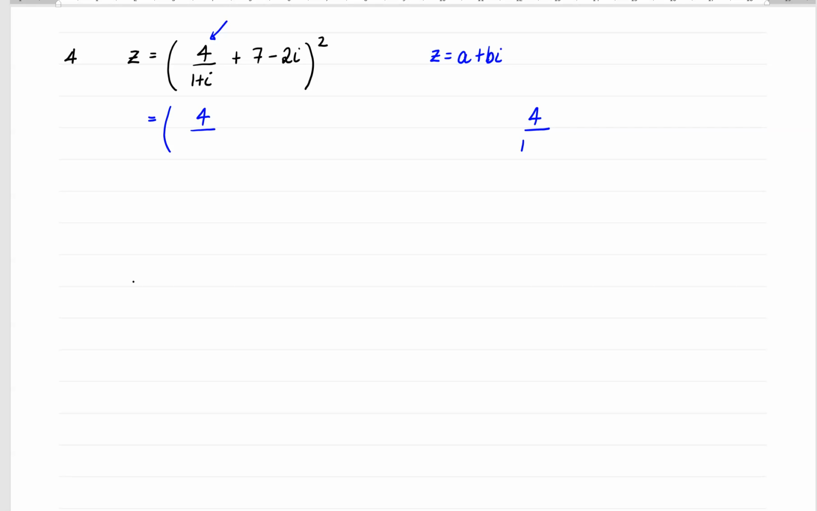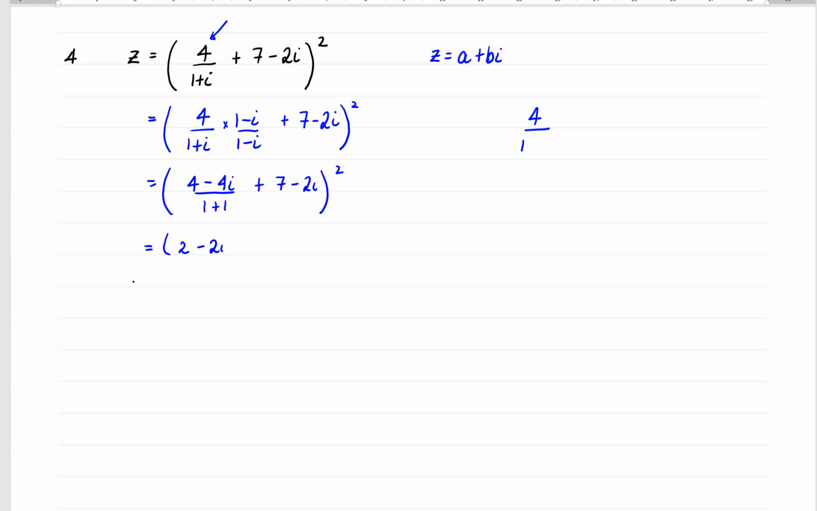So we've got 4 over 1 plus i, so we're going to multiply that by 1 take i. Then we've still got our plus 7 take 2i over here, equals, top becomes 4 minus 4i, and down the bottom, 1 times 1 is 1, but positive times negative is a negative, but then it's i squared, so it's plus 1. And we end up having that, that's actually a nice little number there. It's 2, so 4 divided by 2, we get 2 minus 2i plus 7 take 2i.